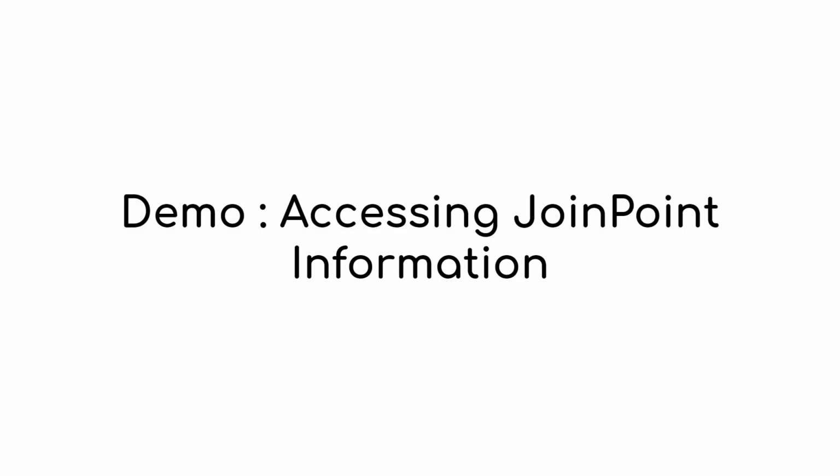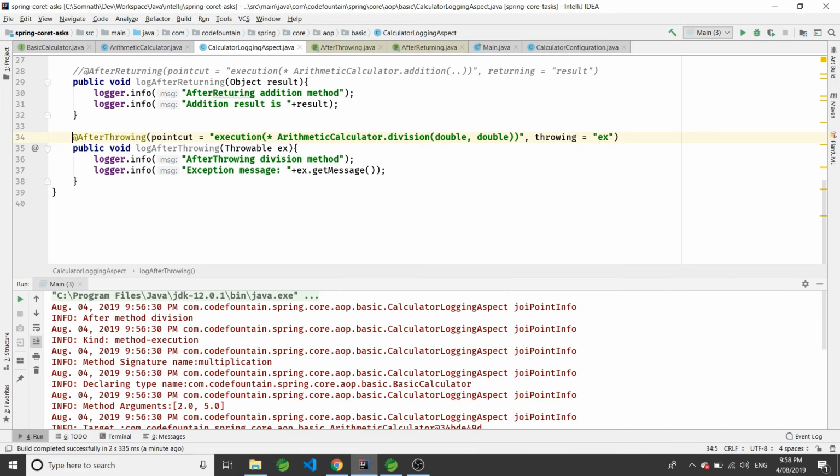Before proceeding to around advice, we are going to look into join point information. We have already seen that a join point is any point in method execution which is matched by a pointcut expression. So let's head over to IntelliJ and see what information we have at our disposal in terms of join point.